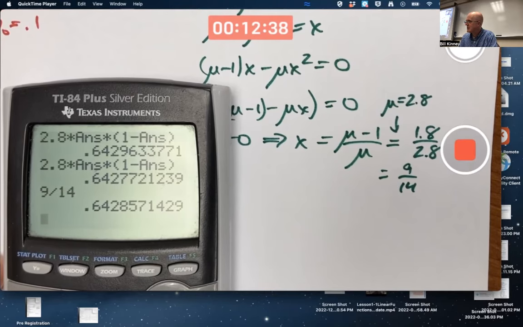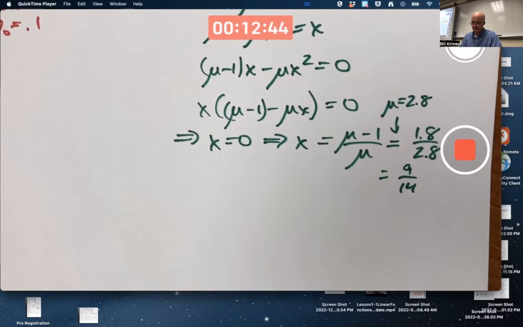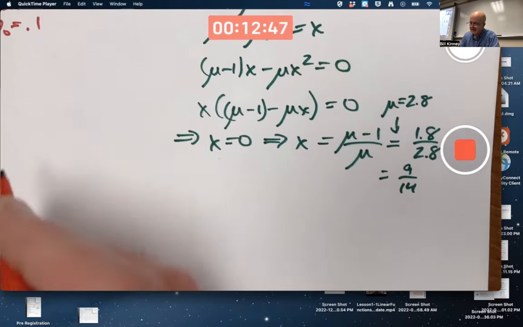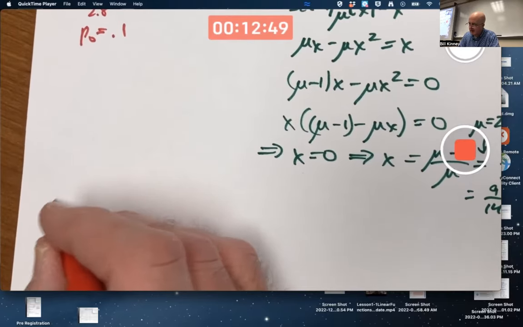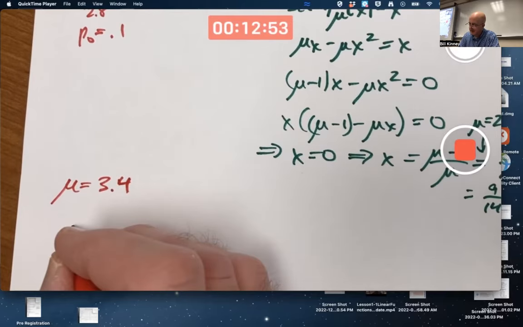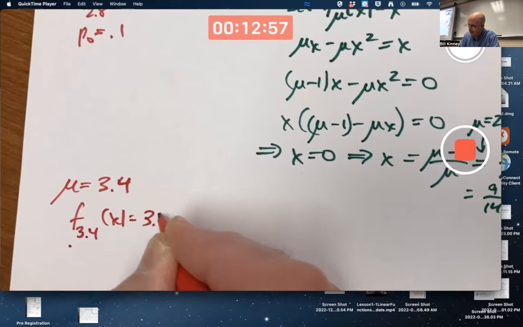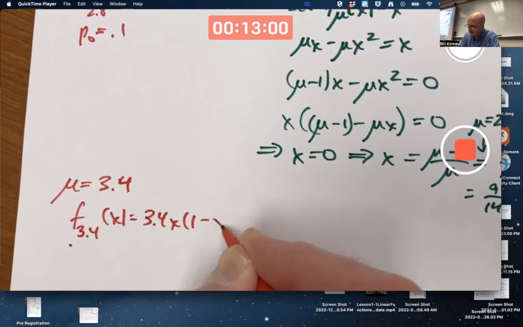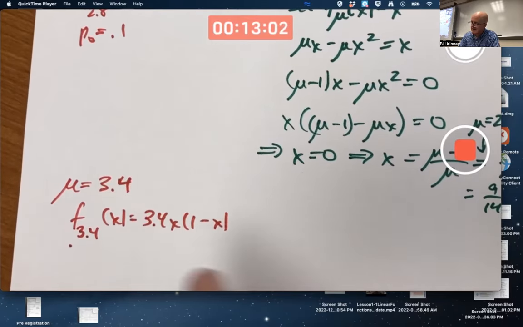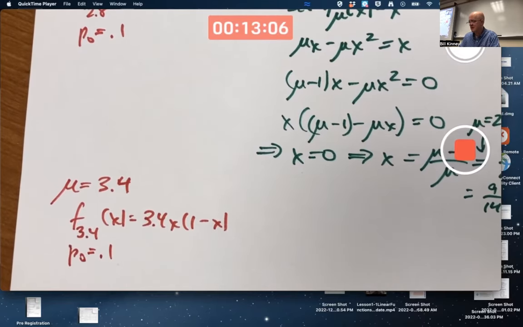What happens if I change mu? Let's let, in our next example, mu be 3.4. So we're thinking about iterating f sub 3.4 of x, 3.4 times x times 1 minus x. Start with p0 to be 0.1 again. The p0 is kind of irrelevant, actually.